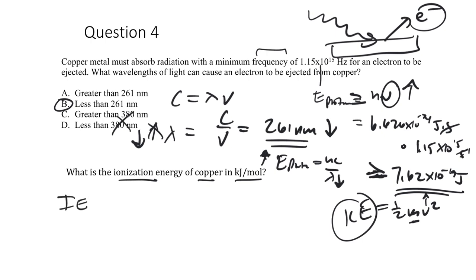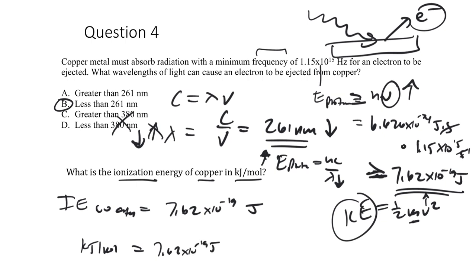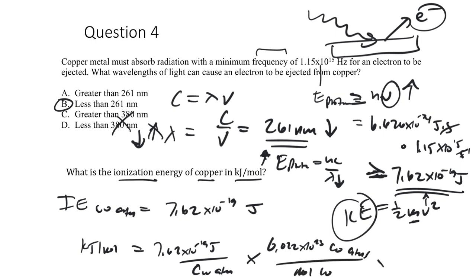So the ionization energy of one copper atom we saw was equal to 7.62 times 10 to the minus 19 joules. And so the ionization energy in kJs per mole would be found just by taking this number of joules here. That's the joules per copper atom. There's an Avogadro's number of copper atoms in a mole of copper. And then there's 1,000 joules in a kilojoule.